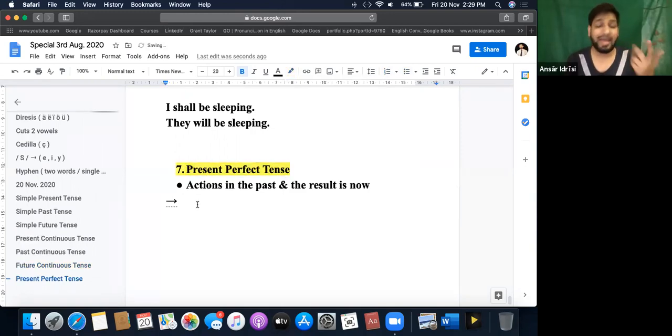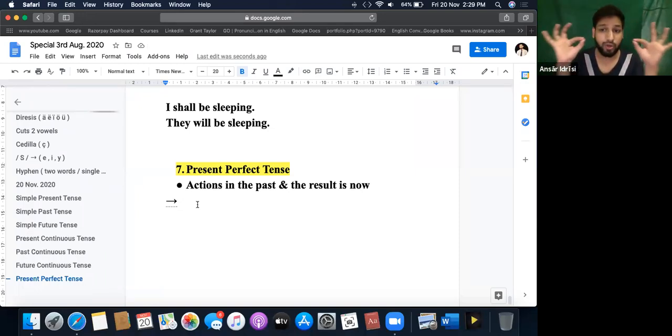तो मैं बोलूँगा action in the past and the result is now means action has been completely finished, perfect हो गई है. Present के अंदर वो पूरा होके मेरे सामने है. This is called present perfect tense. Action in the past and the result is now.